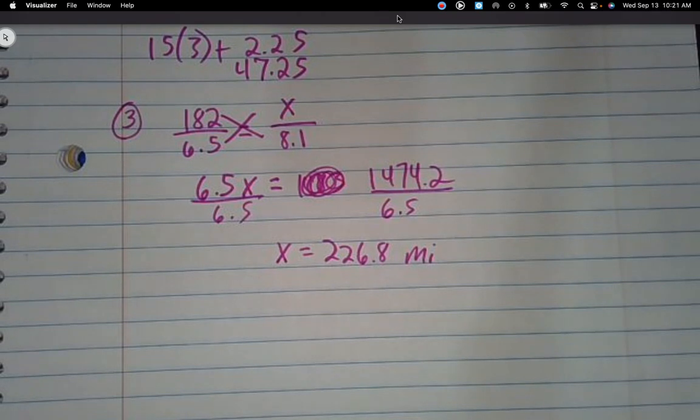Is it on there? That one is on there, yes. So you make a proportion, cross multiply, divide, okay? I just divided, I did 182 divided by 6.5, and then times 8.1. As long as you know, the question will be very similar. I just changed the numbers.